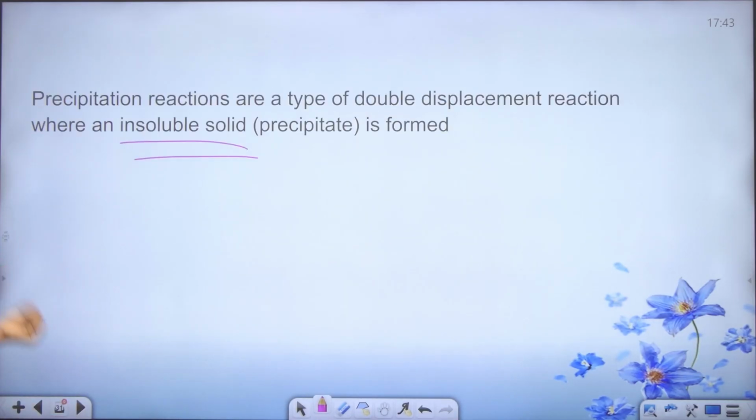Barium sulfate is an insoluble substance or precipitate. In any reaction, if any insoluble substance is formed, that reaction is an example of a precipitation reaction. If all products are soluble, that reaction is not a precipitation reaction. If any one of the products is insoluble, the reaction is called a precipitation reaction.